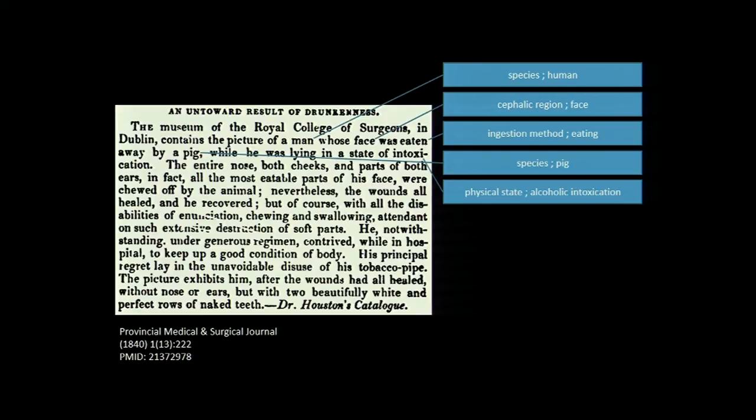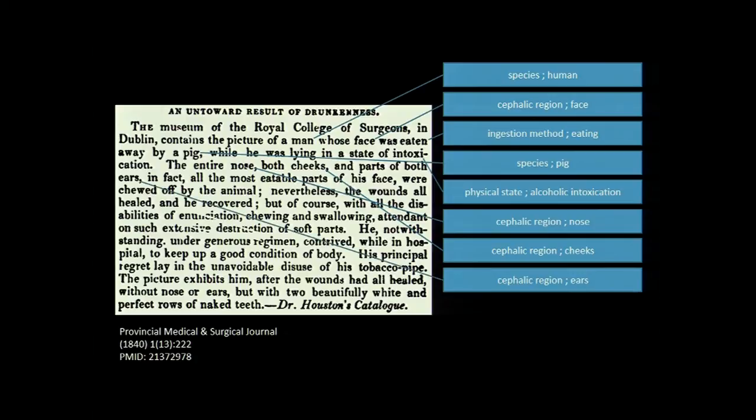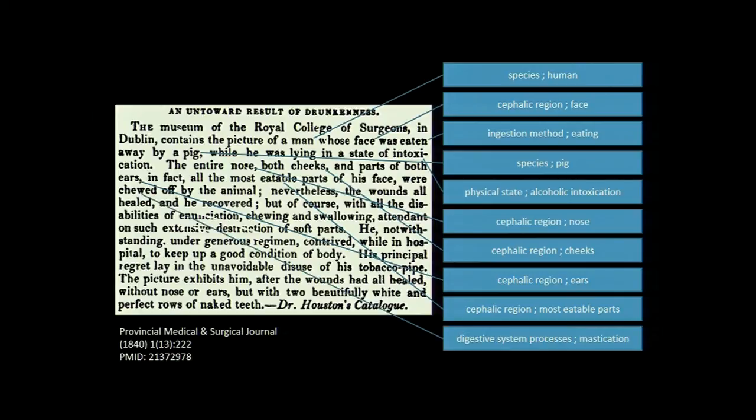Some of these are MeSH terms, and some of them are ones that were not in MeSH, but you can use non-MeSH terms. And the entire nose, also part of the head, both cheeks and parts of both ears, and almost all the edible parts of his face were chewed off by the animal. So we have cephalic region, nose, cheeks, ears, most edible parts, and digestive system processes, mastication, chewing. Okay, so now if somebody were interested in such a thing, they could search for it and find it.